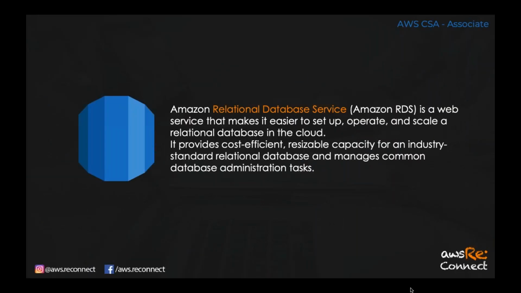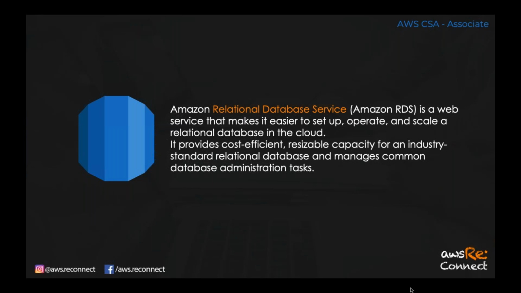Amazon RDS is a web service that makes it easy to set up, operate, and scale a relational database in the cloud. It provides cost-efficient resizable capacity for any industry-standard relational database and manages common database administration tasks. So here also you can automatically scale your capacity, and it's one of the cost-efficient ways, because the RDS instance types are different from the instance types that you have seen in EC2.